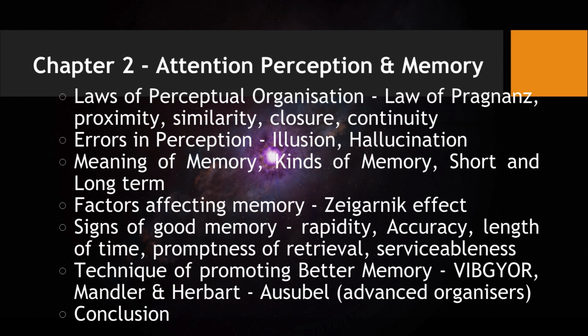Illusions are of different types: illusion of movement, illusion of perspectives, reversible perspective figures, Muller-Lyer illusions, vertical-horizontal illusion, and optical illusions.